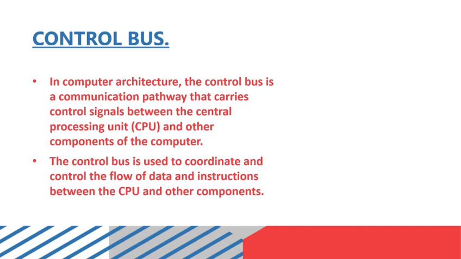The control bus is bidirectional, meaning that control signals can be sent in both directions, from the CPU to other components and from other components to the CPU. The control bus plays a critical role in the computer's architecture as it enables the CPU to coordinate and control the flow of data and instructions between different components. Without the control bus, the CPU would not be able to communicate with the memory or input-output devices and the computer would not function properly.